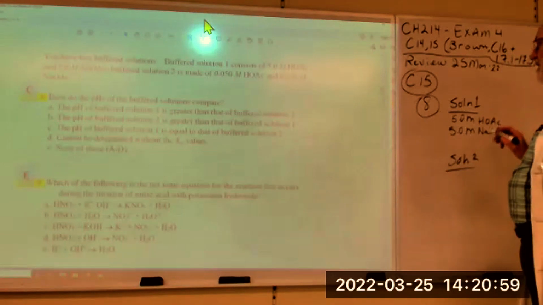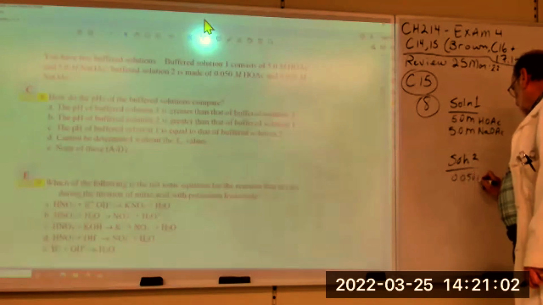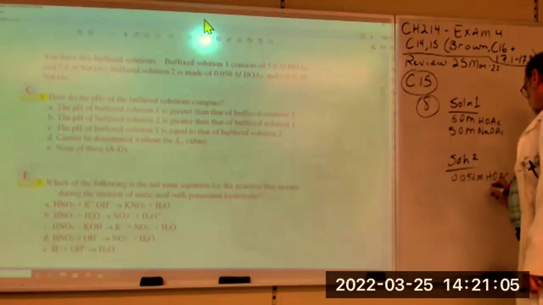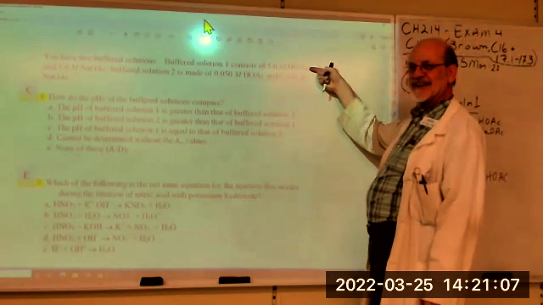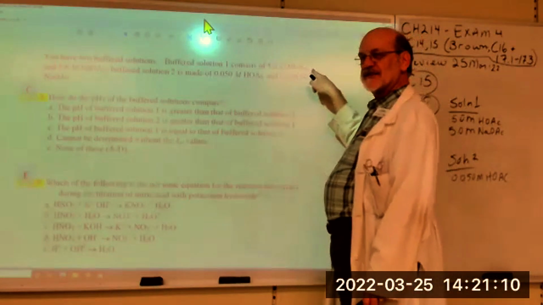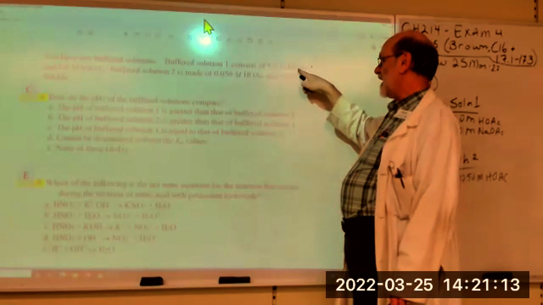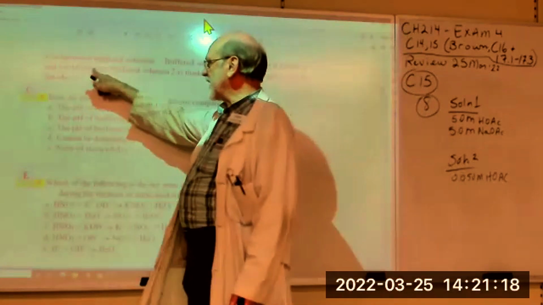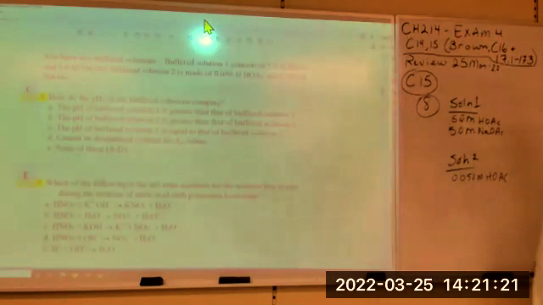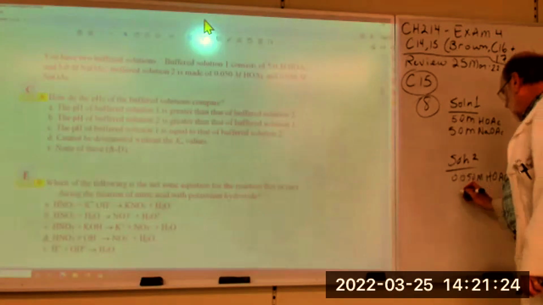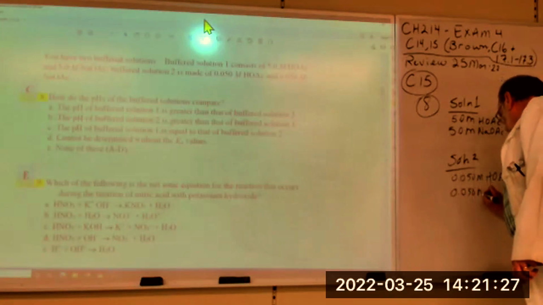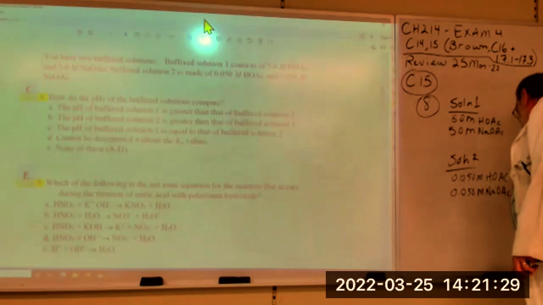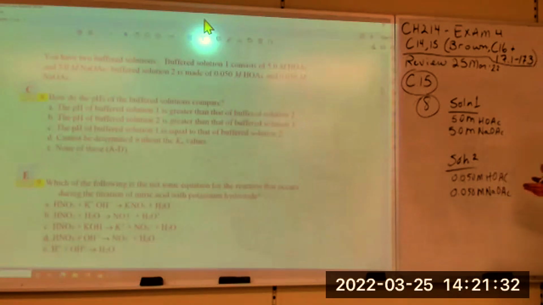Okay, solution 2 is 0.05 molar acetic acid. That's what that abbreviation is. OAc is acetate, and you add a hydrogen, you get acetic acid. And this is sodium acetate. I didn't make that clear at the beginning. And then you got the 0.05 molar sodium acetate. Okay, they're both buffers. Got equal amounts of acid and conjugate base. All right, remember Henderson-Hasselbalch equation.